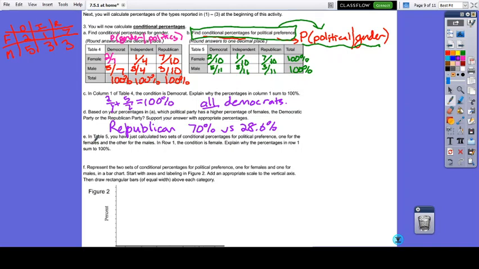Letter E, in table 5, you have just calculated 2 sets of conditional percentages for political preference, one for the females and one for the males. In row 1, the condition is female. Explain why the percentages in row 1 sum to 100%.